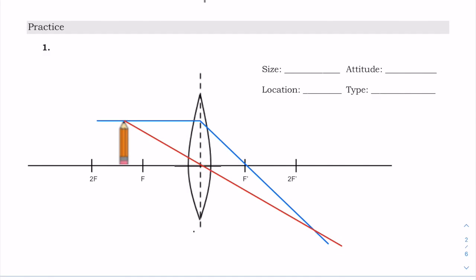Alright everyone, it's perfectly fine just to sketch 2. I mean, that's more than enough. We see where they cross. It appears to be at approximately this location, which is where our image will be. Okay, so in this case, the size of the image is larger. As for the attitude, it's inverted. The location is past or to the right of 2F. And this is a real image as well.